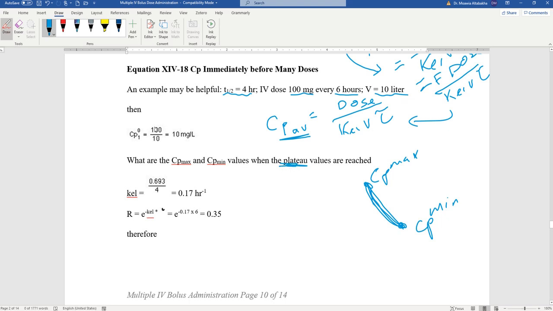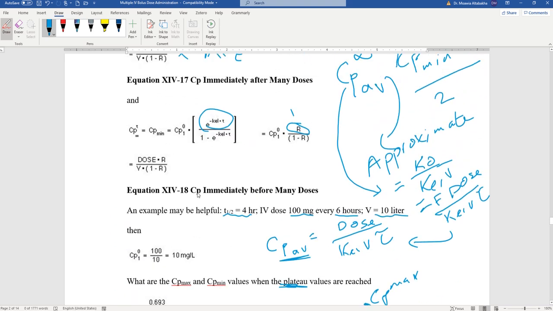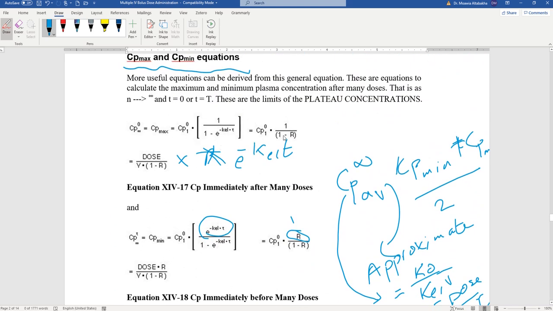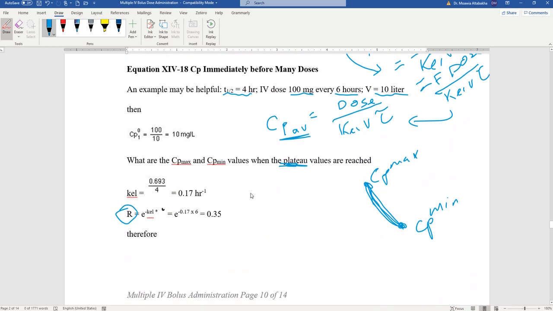Okay, usually in order to solve this one, it's better for you to calculate R in the beginning, because as you see here, we always have R. I want you to notice that the half-life of the drug is not equal in this case to the time interval. So they are not the same.